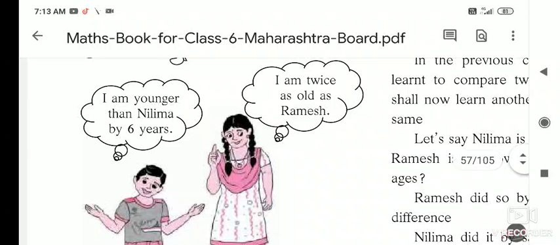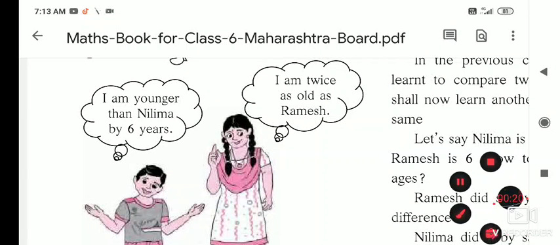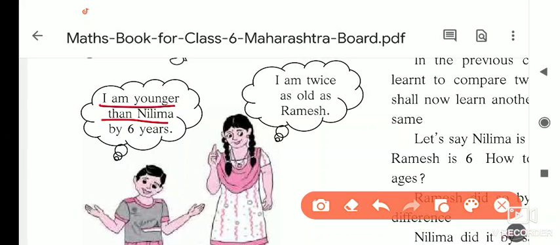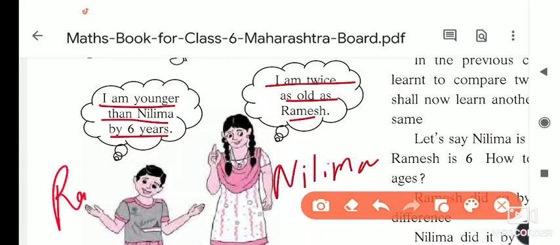Here this younger boy is saying that I am younger than Nilima by 6 years. And Nilima said that I am twice as old as Ramesh. See here, she is Nilima and here it is Ramesh. Nilima said that I am double, I am twice as old as Ramesh.